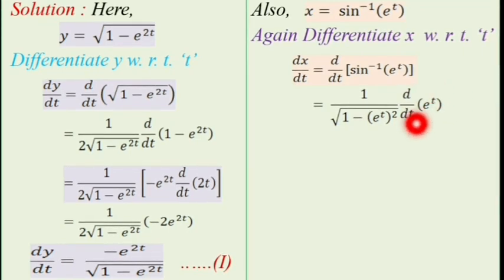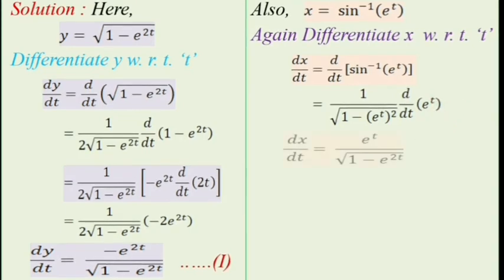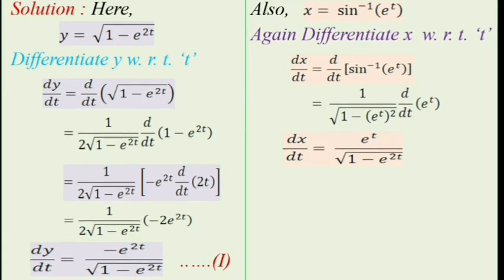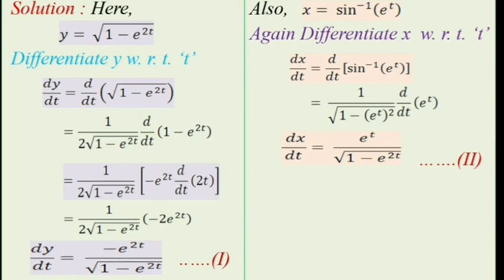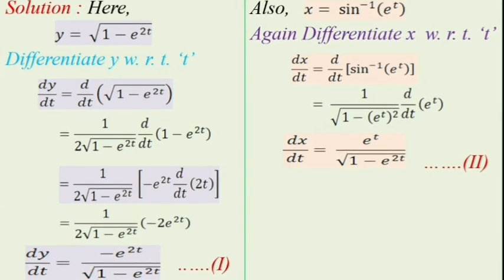Now taking only the derivative of e raised to t, that is e raised to t, the same. Therefore we can get dx by dt equal to e raised to t upon root of 1 minus e raised to twice t, and that is our second equation. That means firstly find the derivative of y with respect to t, then the derivative of x with respect to t.